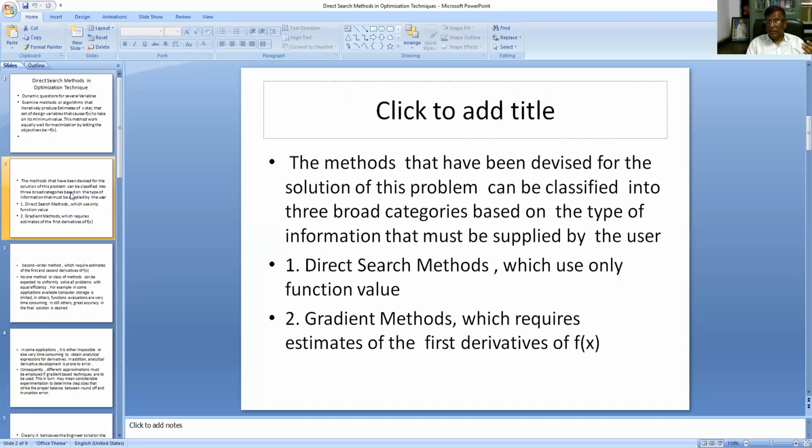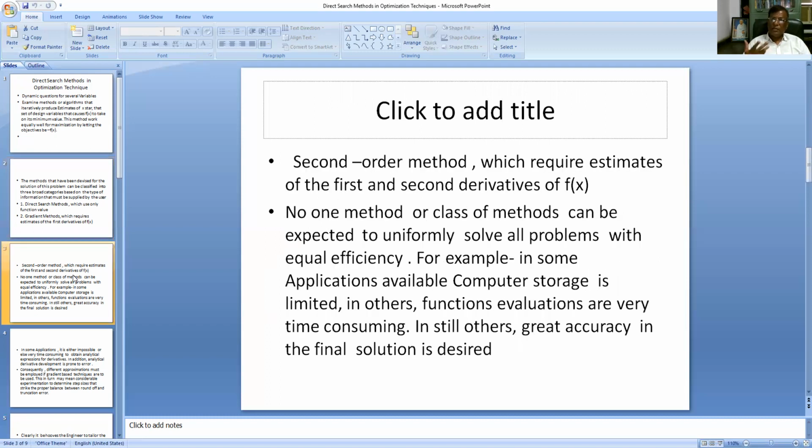And what are these three broad categories? The first one is direct search methods, which use only function values. Means in direct search methods, we directly use the function value. In gradient methods, that is serial number 2, these require estimates of the first derivative of f(x), and second order methods require estimates of first and second derivatives. So I hope you have seen these three categories: direct search methods, gradient methods, and second order methods.